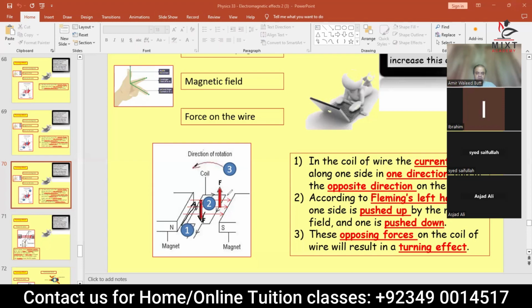And when current comes into that side, it comes in the downward direction. Now, this is your north pole. This is your current direction, the second one, and the thumb goes upward. So the force is showing upward. These two forces combine to give you a rotation in anti-clockwise direction. These two forces have the same value, as the current value will be the same, and they try to move your object in anti-clockwise direction. So these two forces are called couple force.